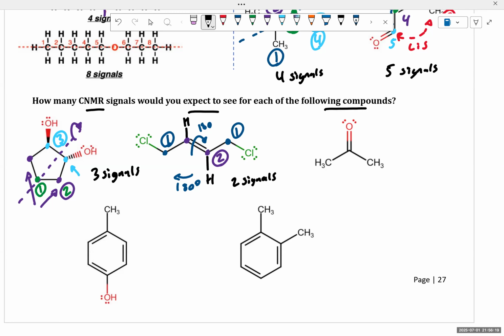So, with those examples in mind, I'd like you to approach these next examples and tell me how many unique carbon NMR signals you would expect to see for each compound. So pause the video, work through these examples, and then we will discuss.